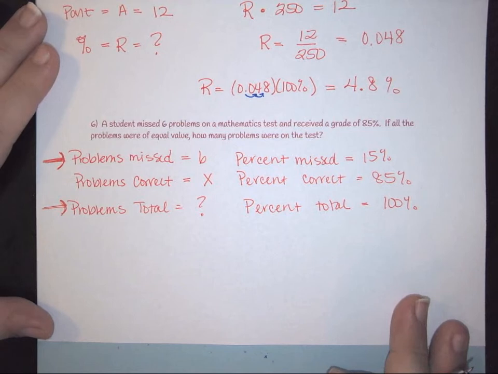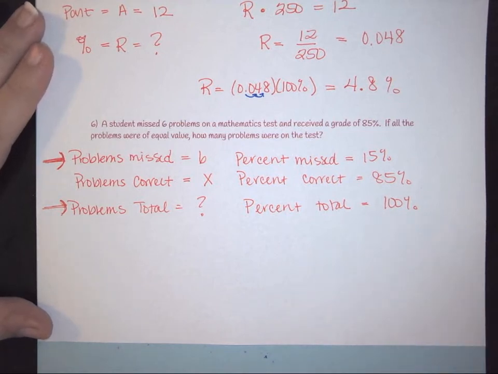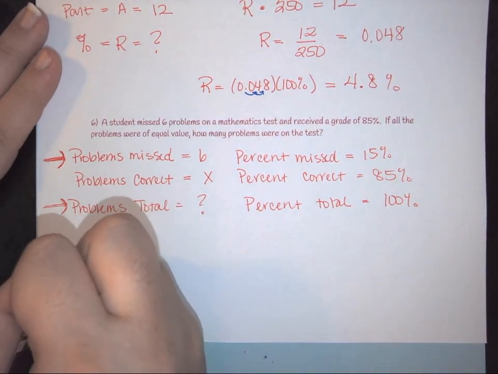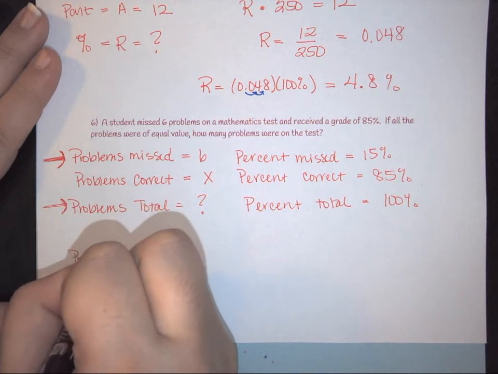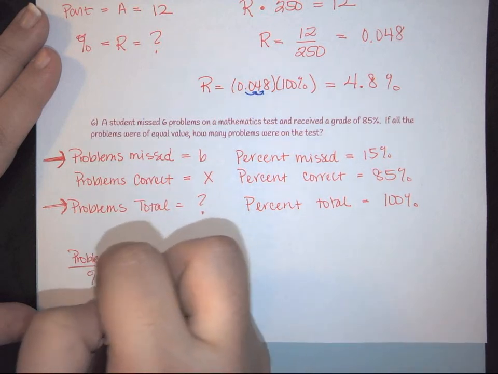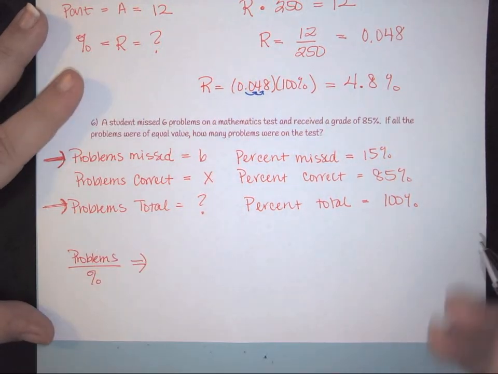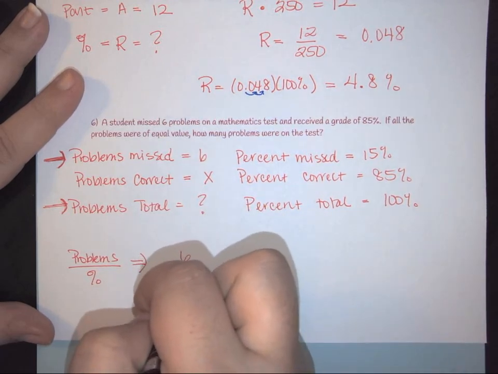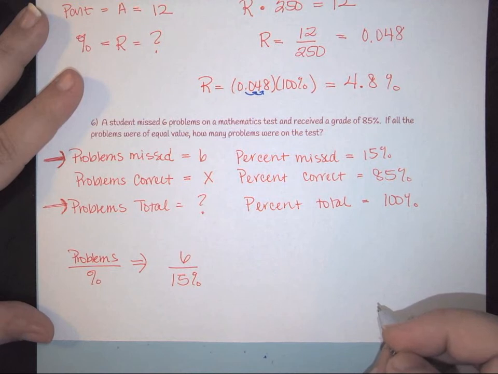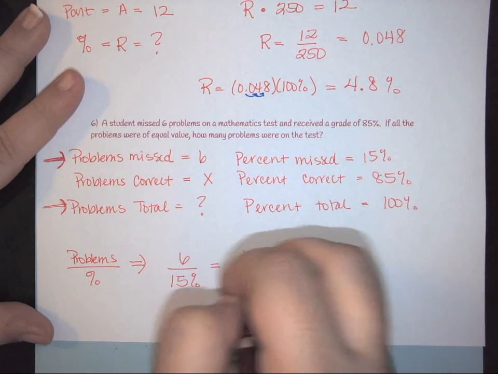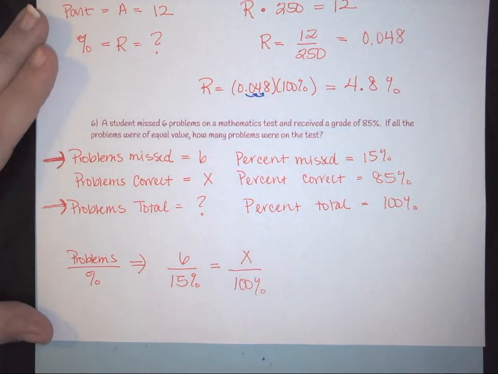And here, the easiest way to set this problem up is not necessarily using the equation, but using an idea of a proportion. And that idea says that we are going to use problems is to percent. So when we do that, what do we know? Well, we know that if I missed 6 problems, that means I missed 15% of the test. Well, that has to be equivalent to all problems of the test and getting 100% of the test.